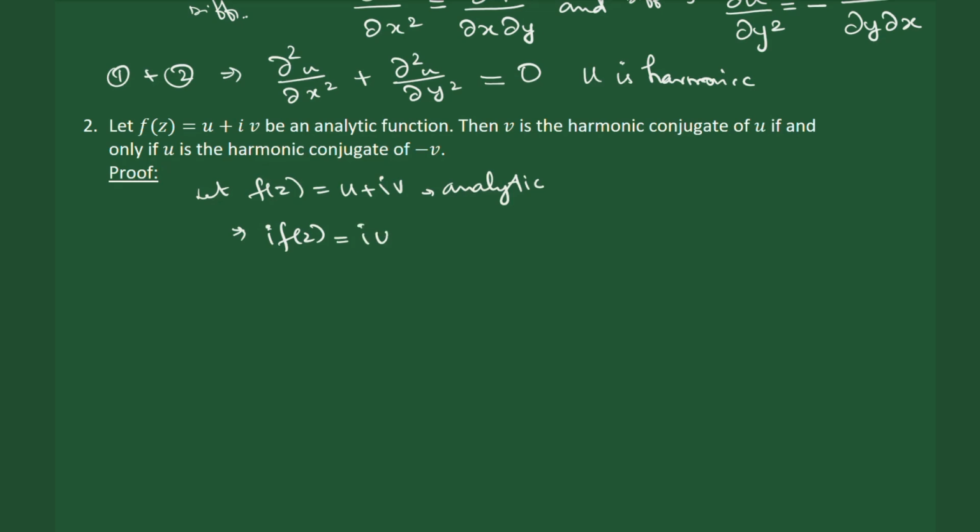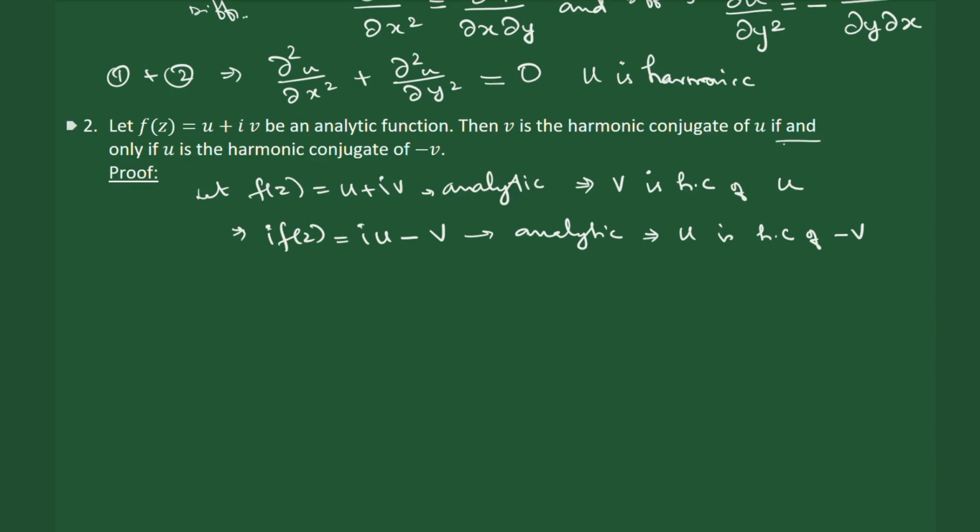So i f(z) will be iu - v, since i into i becomes i squared, and i squared is equal to -1. So iu - v is also analytic. Whenever this is analytic, the imaginary part is always the harmonic conjugate of the real part. Based on the given condition, v is the harmonic conjugate of u. From this we can conclude that u is the harmonic conjugate of -v, because here we have -v as the real part and u as the imaginary part. So this is the first part.